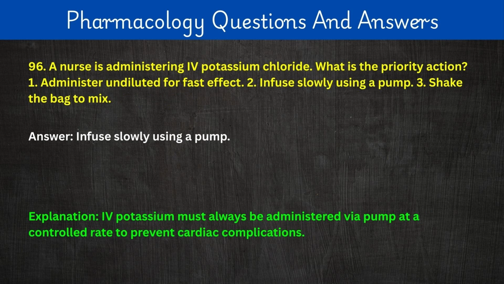96. A nurse is administering IV potassium chloride. What is the priority action? 1. Administer undiluted for fast effect. 2. Infuse slowly using a pump. 3. Shake the bag to mix. Answer: infuse slowly using a pump. Explanation: IV potassium must always be administered via pump at a controlled rate to prevent cardiac complications.